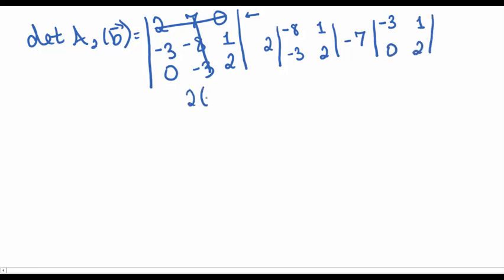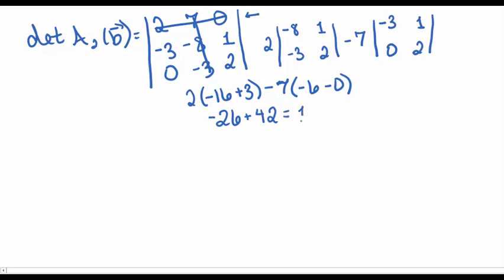This gives me 2 times (-16 plus 3), minus 7 times (-6 minus 0). 2 times -13 is -26. -7 times -6 would be positive 42. This gives us 16.